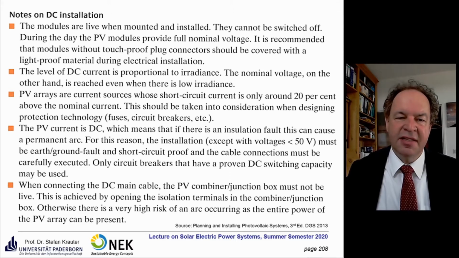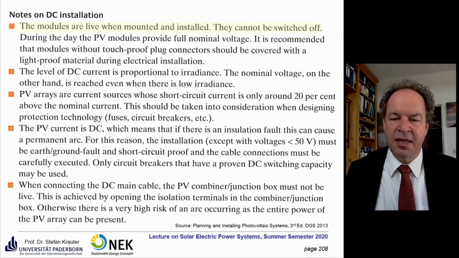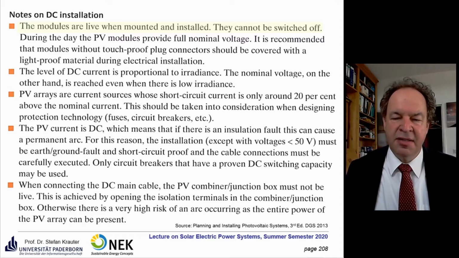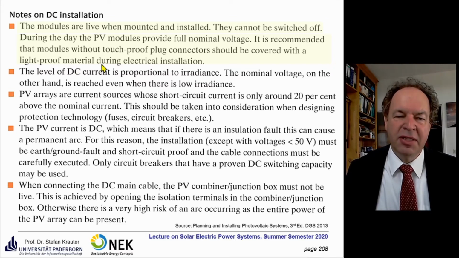Notes for the DC installation. The problem is that the modules are live. That means there is already a voltage on them. So you cannot switch them off, because as soon as there is light, a photovoltaic module is operating. And even if you try to shade it, there is still voltage there, which might be quite dangerous. They might work at the full nominal voltage. You have to have a really light-proof material to cover them. At least you reduce the currents. You might also reduce the voltage if you make it really light-proof.